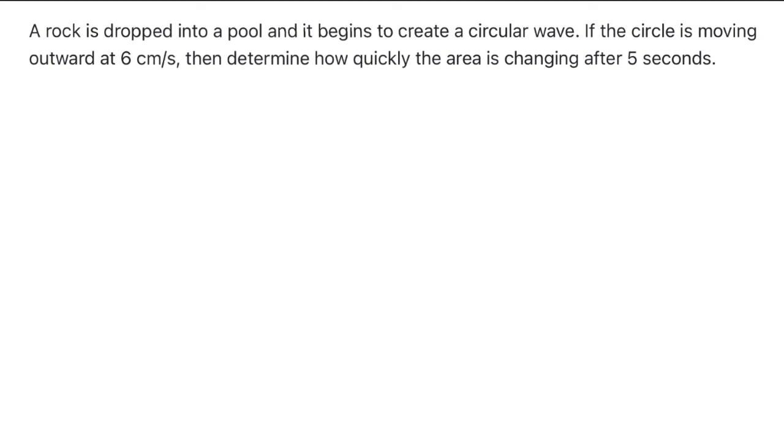A rock is dropped into a pool and it begins to create a circular wave. If the circle is moving outward at 6 centimeters per second, then determine how quickly the area is changing after 5 seconds. So we're given a rate here, and it is the circle is moving outward at 6 centimeters per second. So if we're going to illustrate this, this is where the rock is dropped, and then there's a circle that's moving outwards from that point.